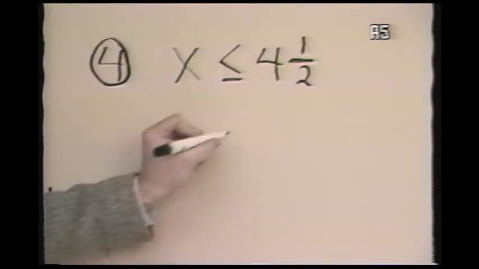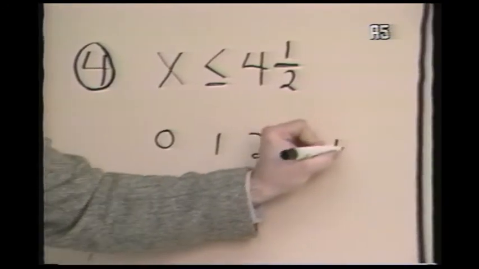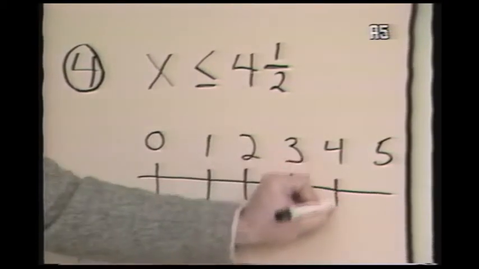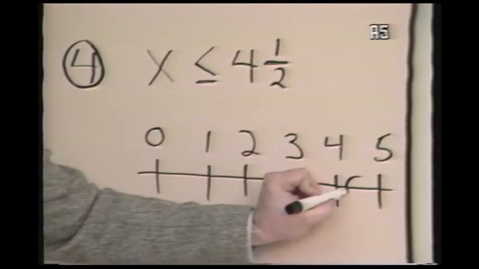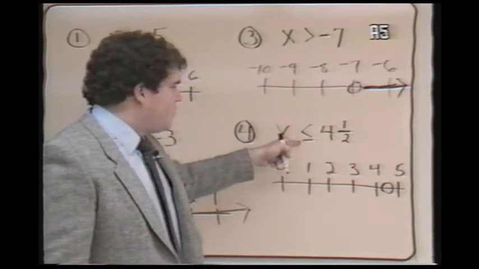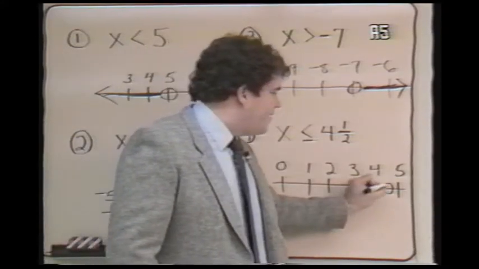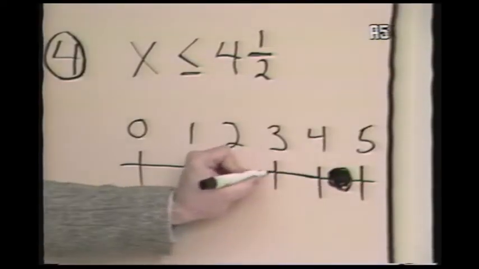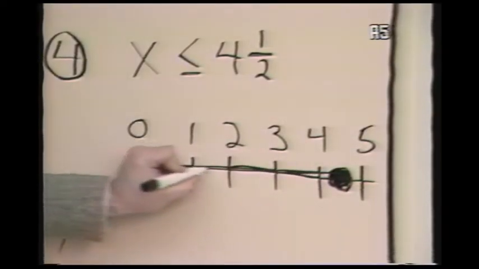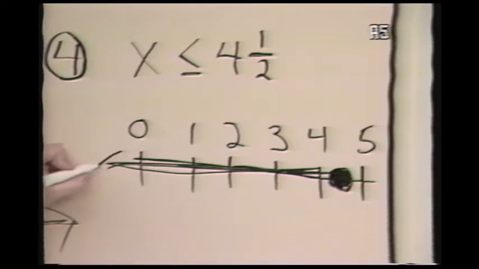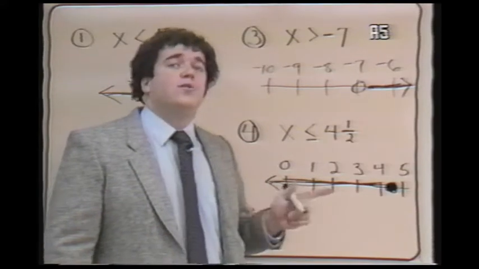Let's see, we'll make a number line, 0, 1, 2, 3, 4, 5. And we identify 4.5 as being halfway between 4 and 5. Now, since this is less than or equal to, let's do it again. Less than or equal to. Color it in. And it's going to include everything to the left of 4.5. If it's less than, it's to the left. Less than, left. Greater than, to the right.